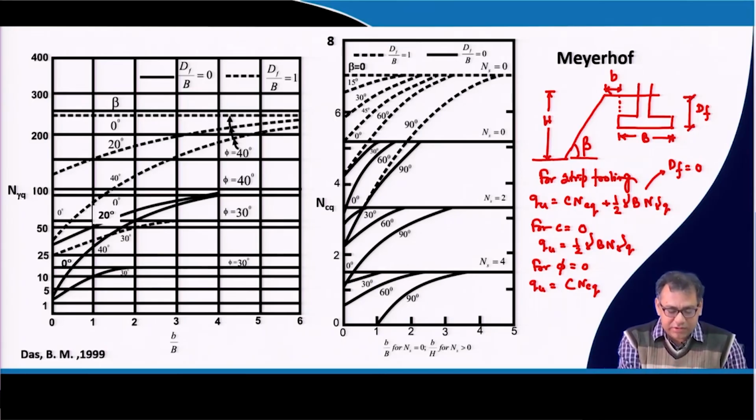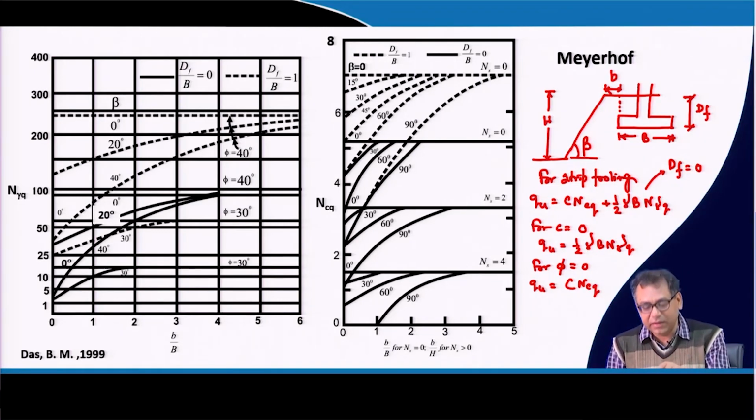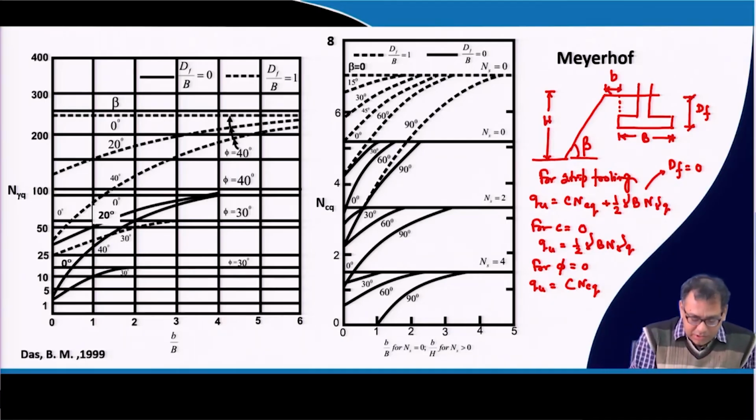Then you use those firm lines, but you can incorporate the depth effect also by taking the dotted lines value if your foundation is below the base of the slope. Okay, but that is restricted up to Df by B equal to 1, clear. So, now we can see that beta values are 0 degree, 20 degree, 40 degree.